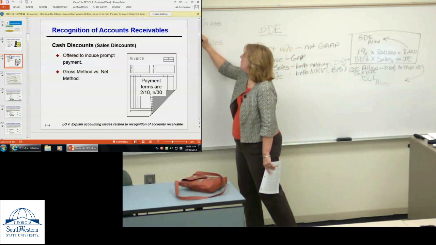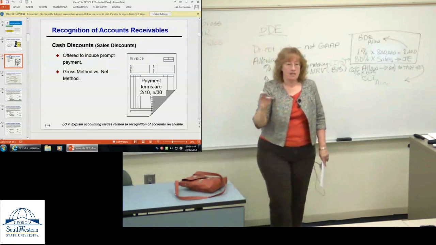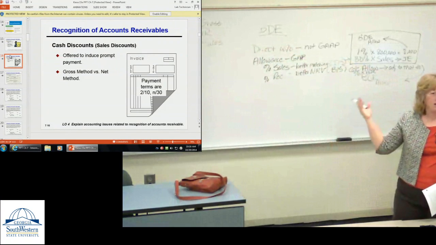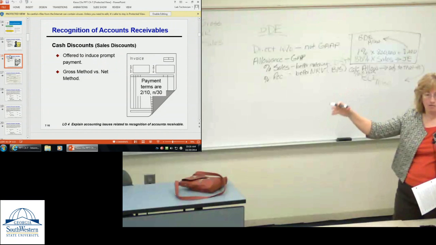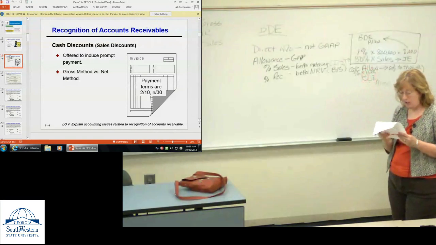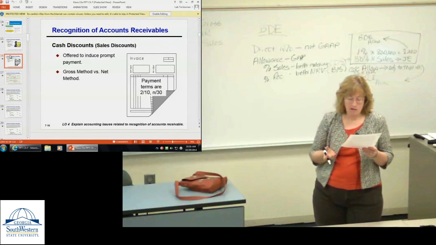Accounts receivable, right? Any kind of sale we make, that's what we do. If it's a credit sale, we're going to debit accounts receivable because they owe us money and that's a debit account, an asset on the balance sheet, right? And we're going to credit sales. Okay, in this case, now they're using the gross method.